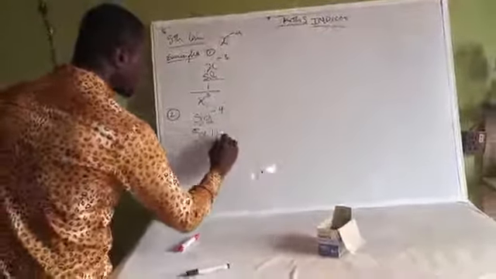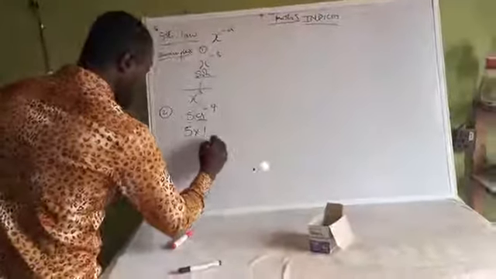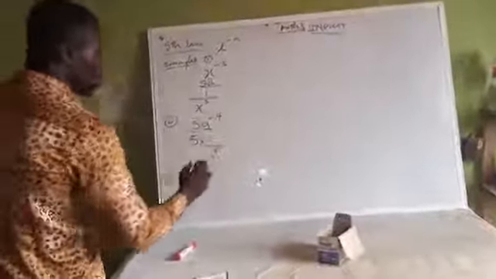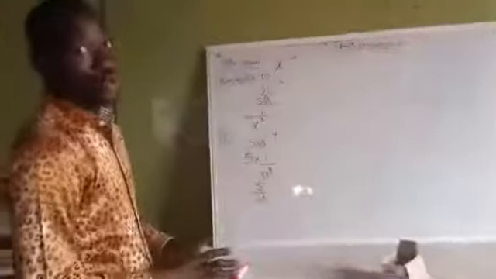So we have 1 over, and the a and the 4 is coming down. So we have a raised to power 4. Now 5 times 1 will give me 5 over a raised to power 4. So this is what we will be having.